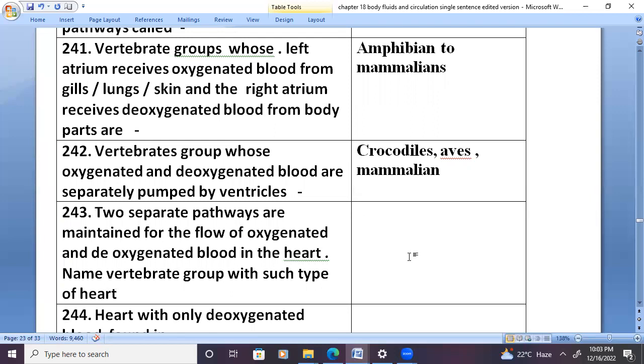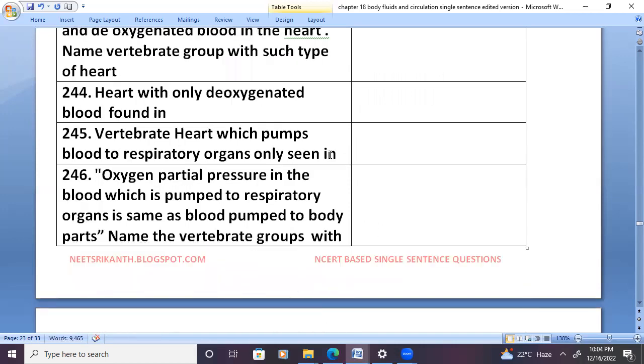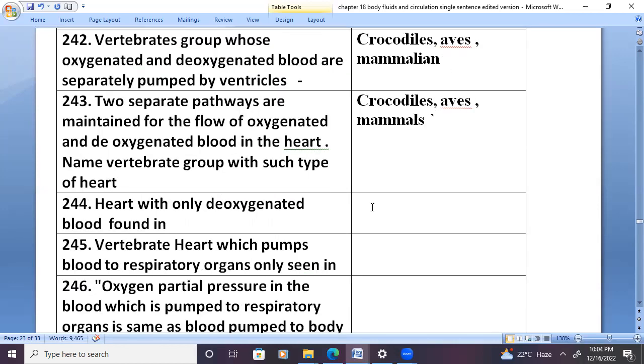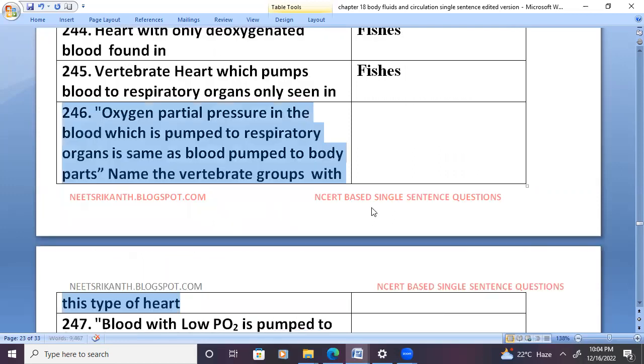Name the vertebrate group with such a type of heart: crocodiles, aves, mammals. Name the vertebrate group with a heart having only deoxygenated blood: fishes. The vertebrate heart which pumps blood to respiratory organs only is seen in fishes. The oxygen partial pressure in the blood pumped to the respiratory organ is the same as in the blood pumped to body parts. Name the vertebrate group: amphibians, with mixed blood.